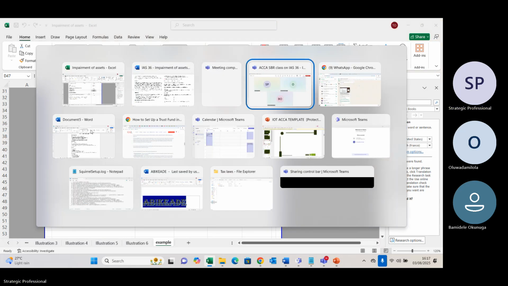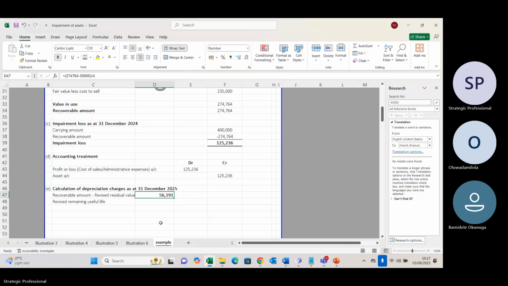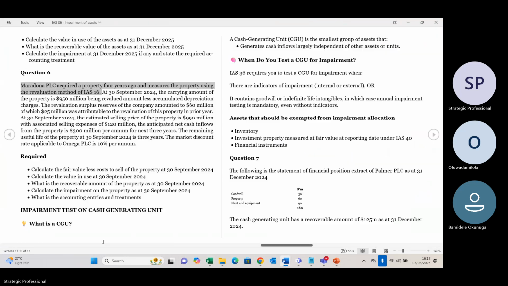Can I move on? Yes. Okay. So the next one, we're almost done. We're almost done actually. So the next one is impairment loss.